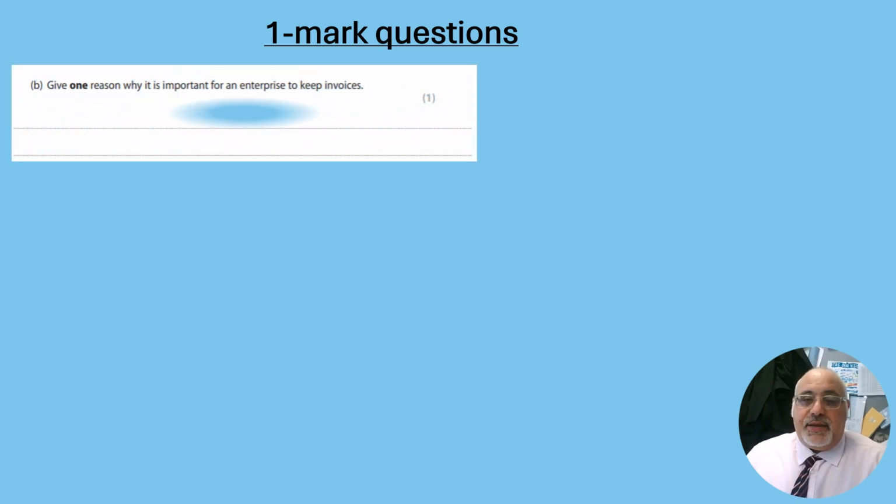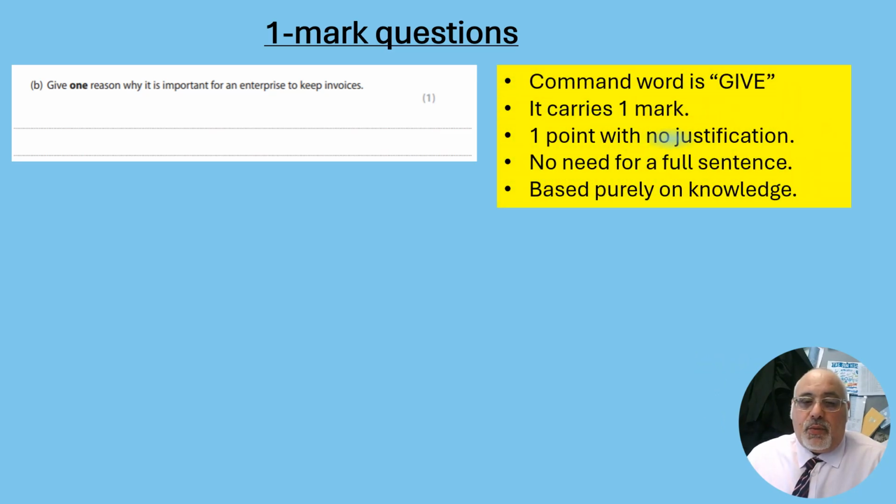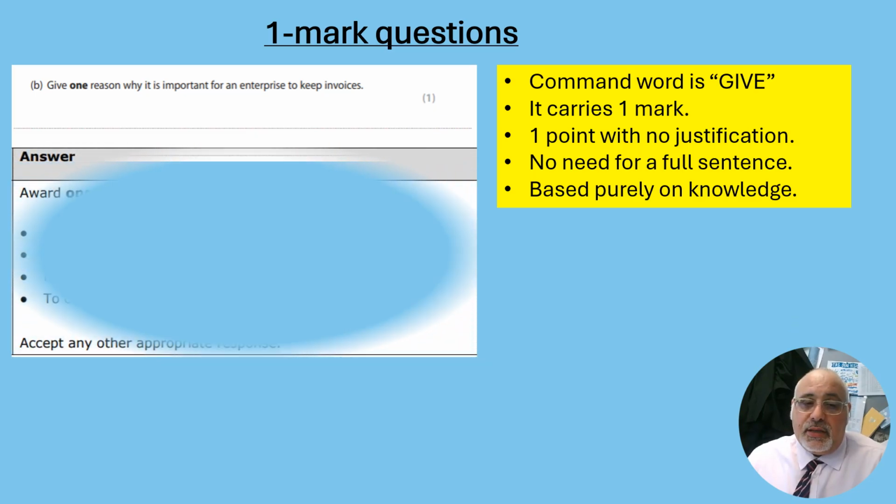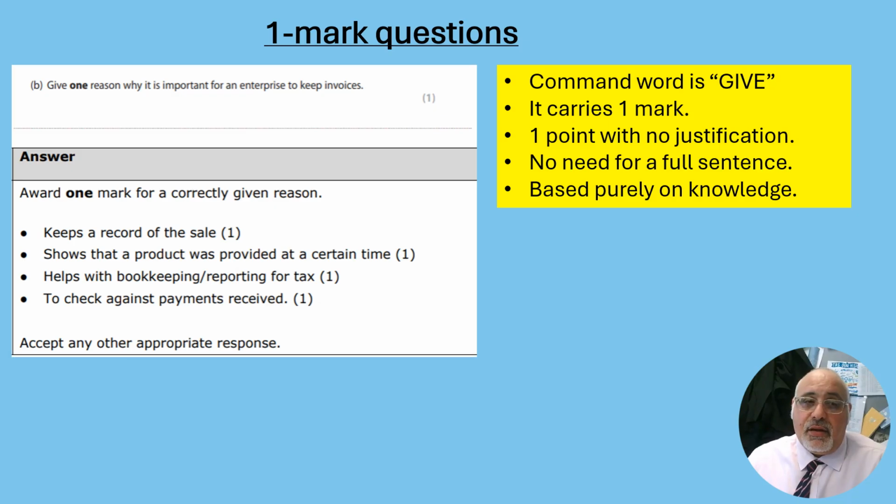So here is a typical 1-mark question. Give 1 reason why it's important for an enterprise to keep invoices. So a 1-mark question means it's a 1-word answer. It should be purely based on theory, and therefore the theory in this question is about the importance of keeping invoices. It's based purely on knowledge, so all you need to know are the reasons for keeping invoices. Typical answers from the mark scheme are there. Just have a little look at them and make sure you know the advantages of keeping invoices and then carry on.